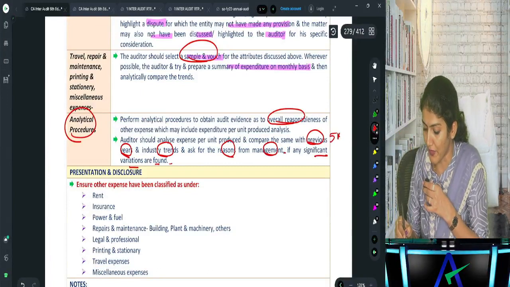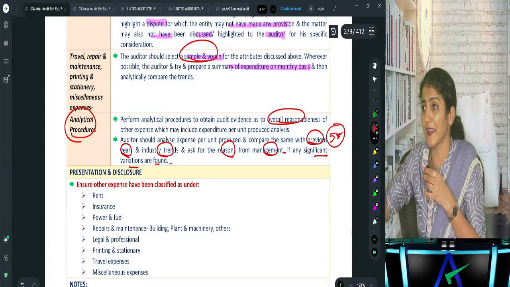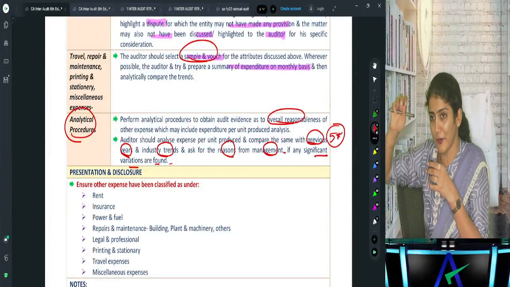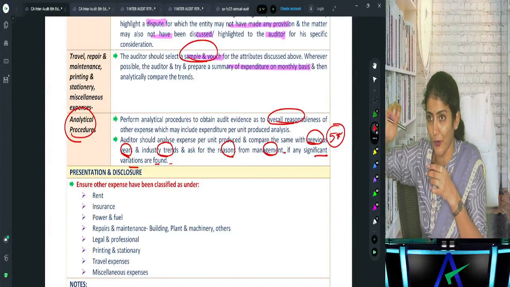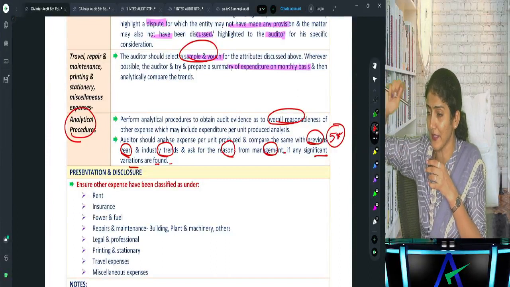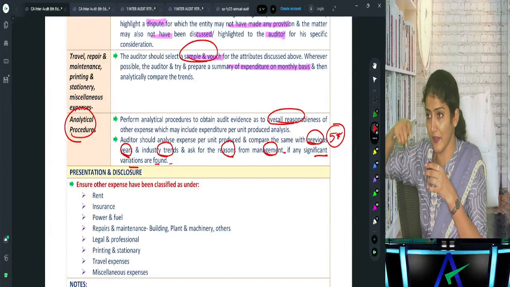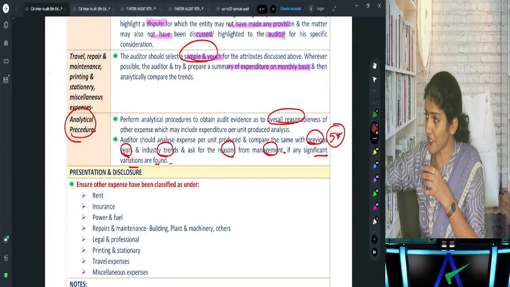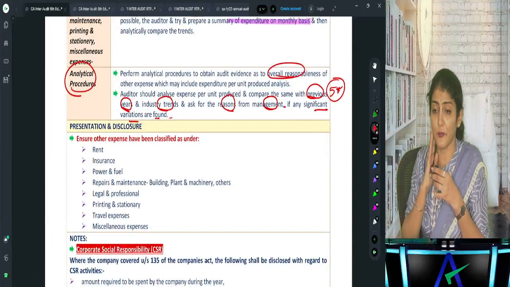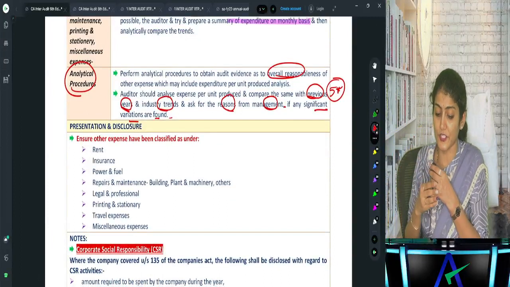Is this a very important sentence? Wherever I want to write analytical procedure, I can put that story over there. What do I want to check by analytical procedure? Overall reasonableness. How to do that? Compare with the previous year, compare with the industry trend, and whenever you find significant variations, you ask the management for the reasons.